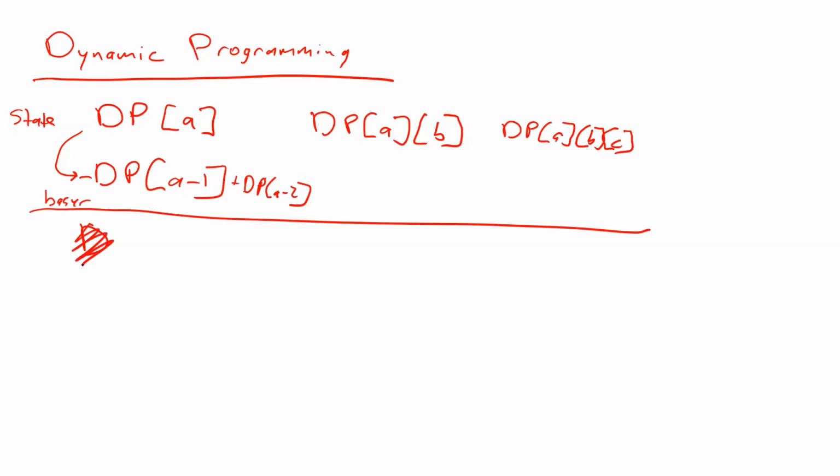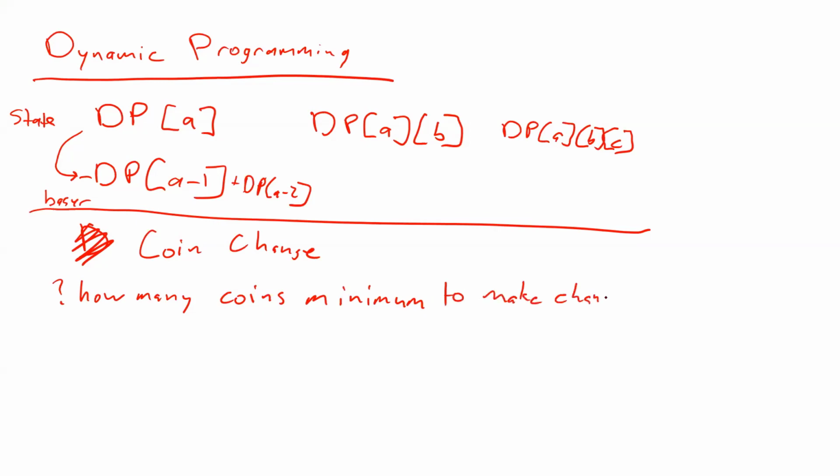Okay, so let me describe the coin change problem since people didn't exactly watch it. For coin change, the question is, how many coins minimum to make change for some amount x? So I'm going to have some amount x, and I want to know how many coins do I need, at minimum, to make change. Depending on the denomination of coins, this could have a greedy solution or it might not.